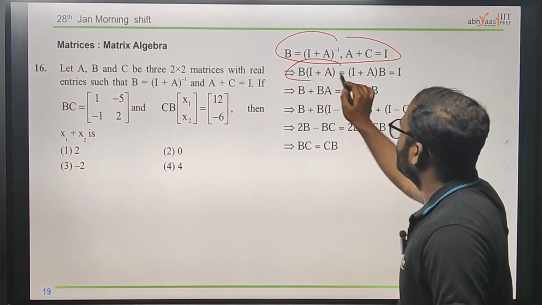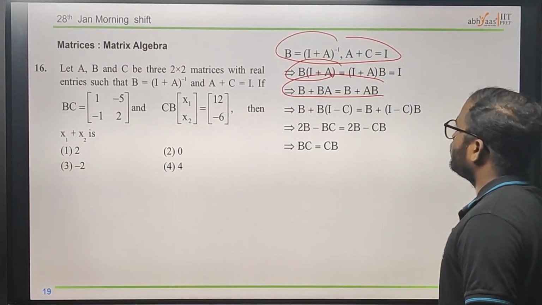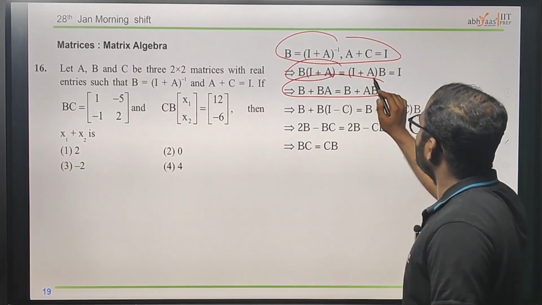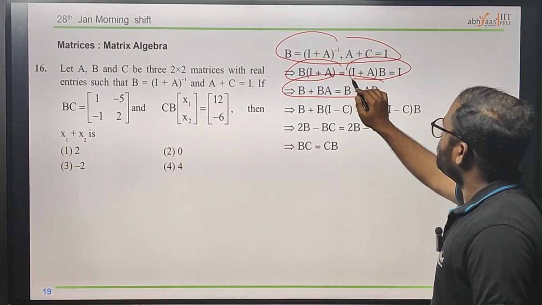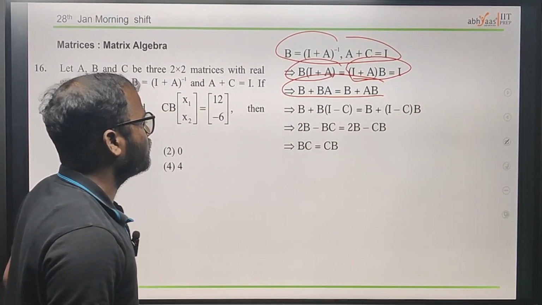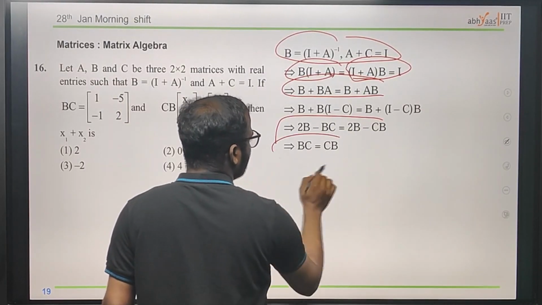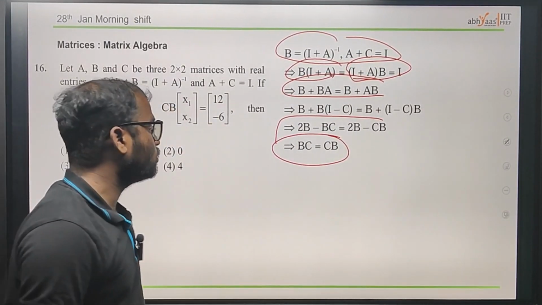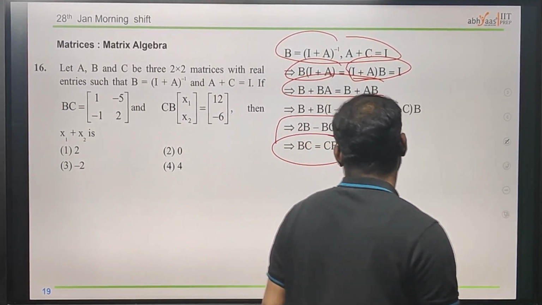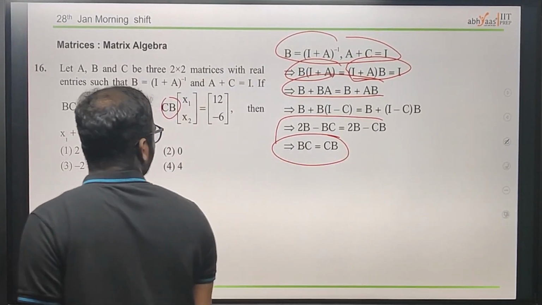We will get B times I plus A, and multiplying with those two properties, we get B plus BA, and similarly on the other side as well. After seeing that, we finally get the commutative property: BC is equal to CB satisfies the commutative property. Therefore this CB can be written as BC.